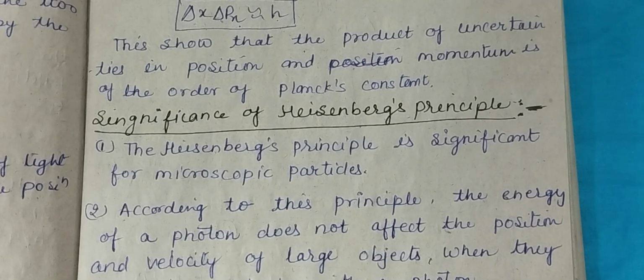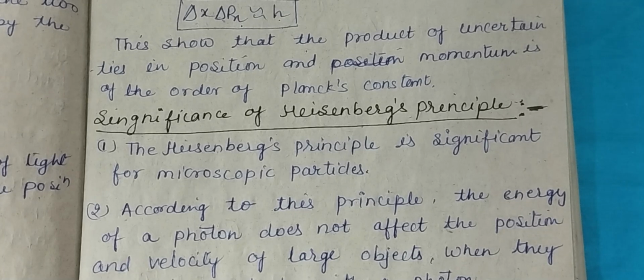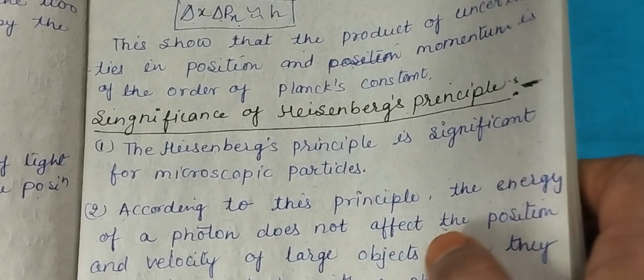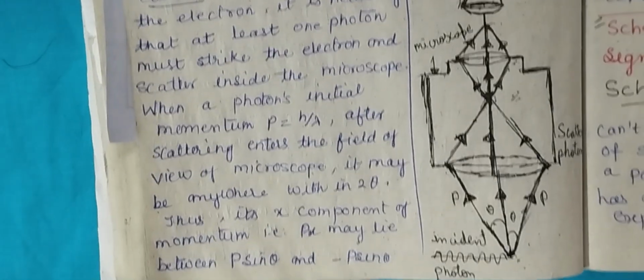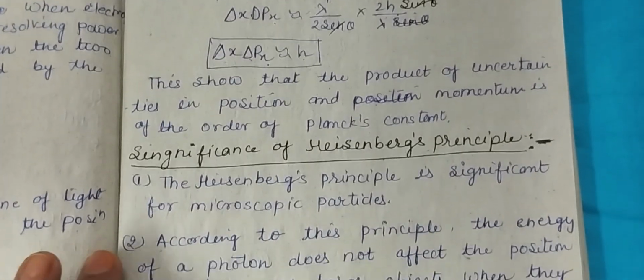In the earlier video I explained Heisenberg's uncertainty principle and we derived one expression. In this video there is an experimental illustration of the uncertainty principle. These two questions are very important. Till here the Heisenberg's uncertainty principle topic is over.